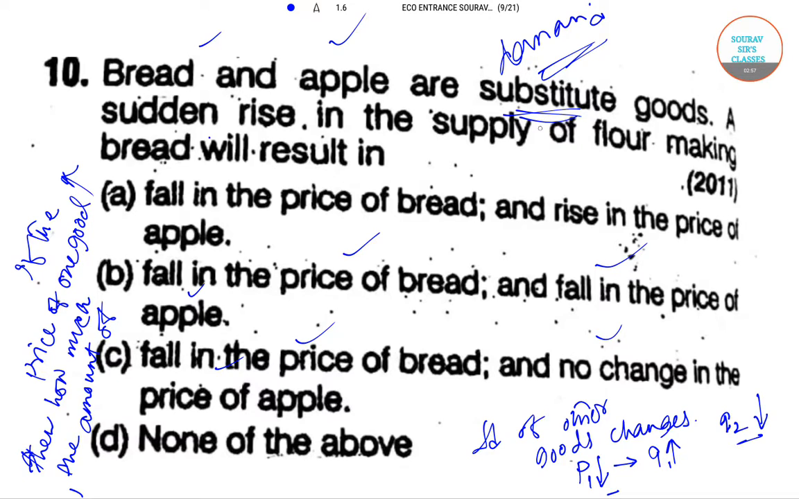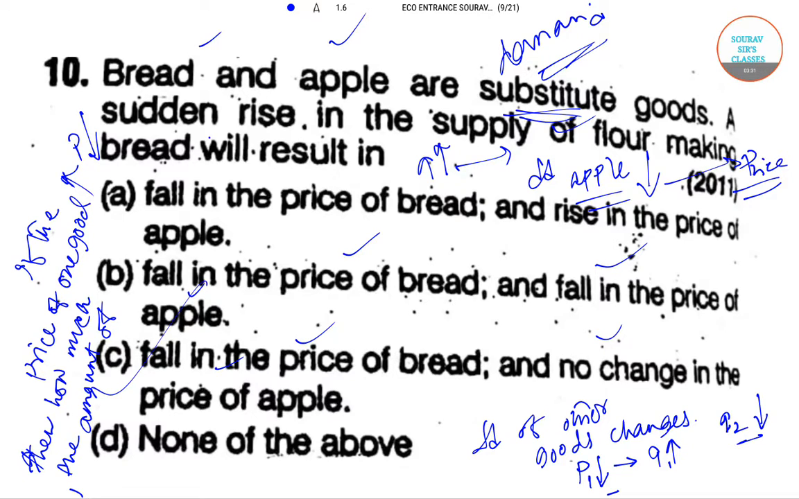Now when the supply of flour making rises, therefore the price of bread actually falls, therefore the quantity of bread rises, therefore the demand for apple basically falls. Now it does not really connect to the price of apple. It connects to the demand of apple, but it does not connect to the price of apple. So option C is the correct answer: the fall in the price of bread, but no change in the price of the apple, at least in the short run.